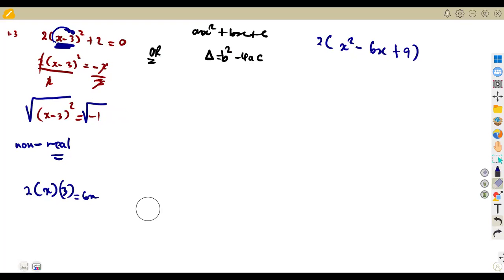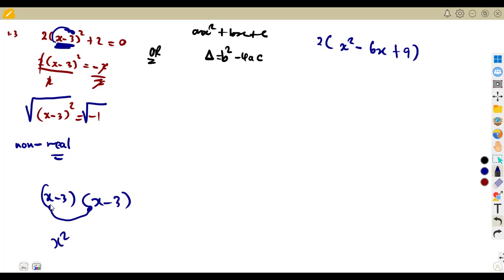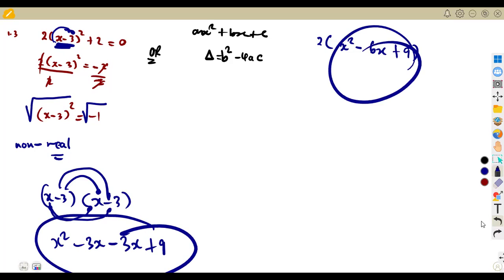Or you can just expand your brackets properly. Open 2 brackets, x minus 3 and x minus 3. From the FOIL method, x is going to multiply everything. X here, x times x, that will be x squared. X times minus 3, minus 3x, minus 3 times x, minus 3x. Minus 3 times minus 3, a positive 9. If you simplify this, you're going to get this. All right?